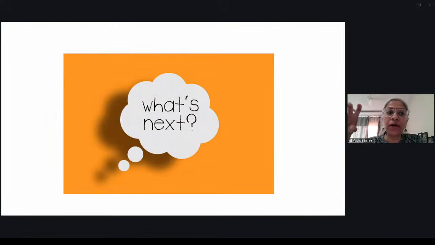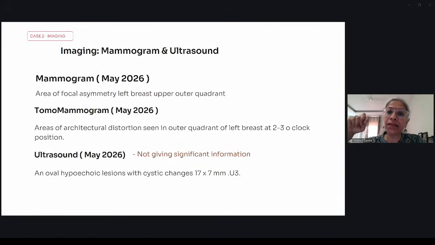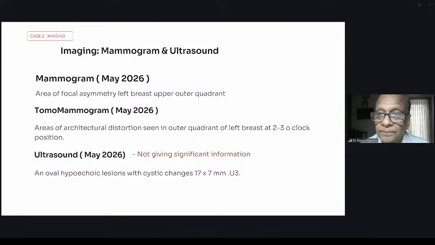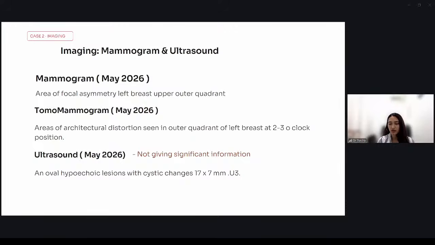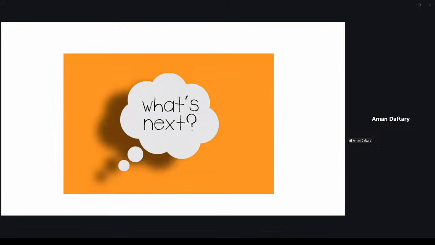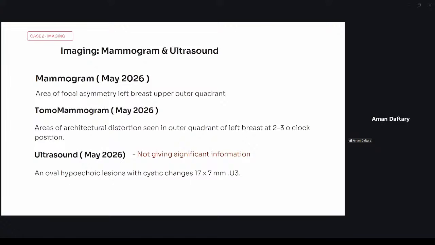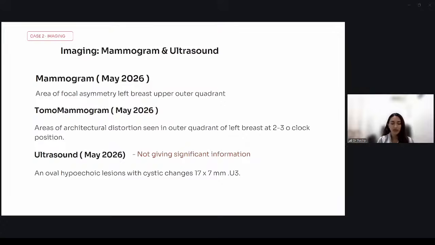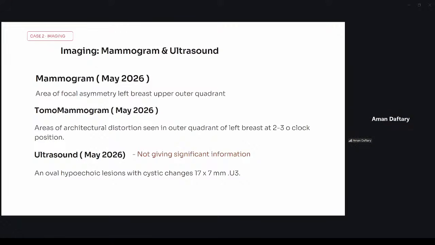In the area of mammographic abnormality? Yes, ma'am. There was no more correlation. So was it a simple cyst you saw in the area, or a lesion which had cystic changes? Ma'am, the report said there was a lesion with cystic changes, but not clinically correlating with the mammographic finding. So it wasn't at the same place. They just saw this incidentally.